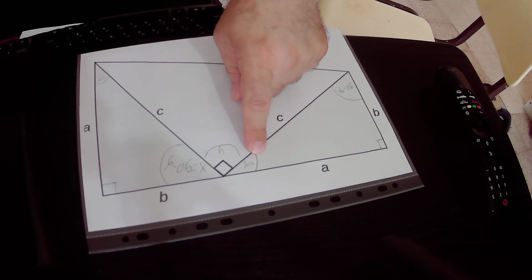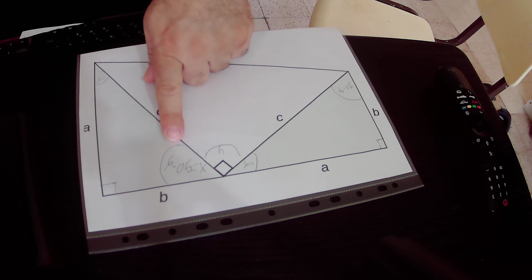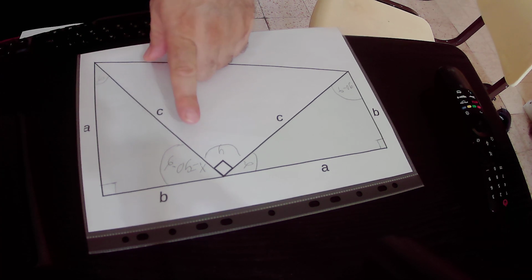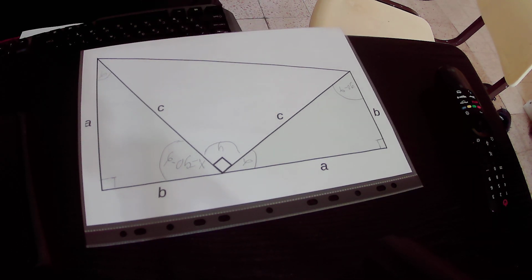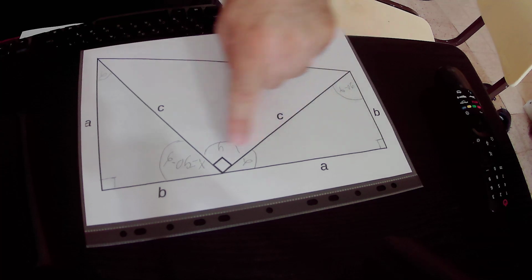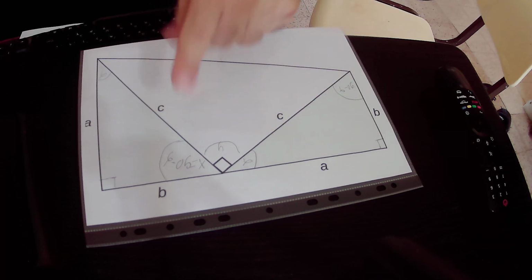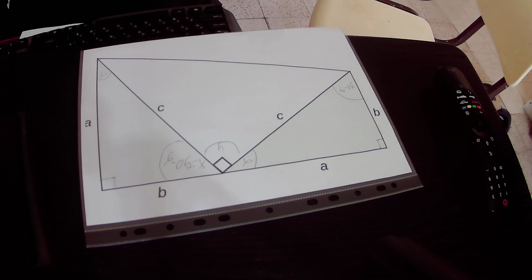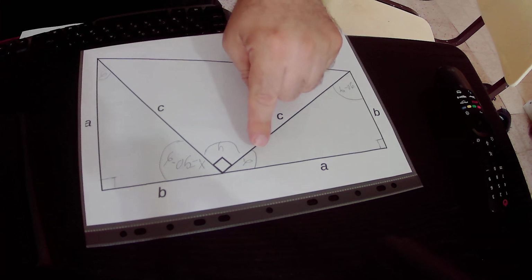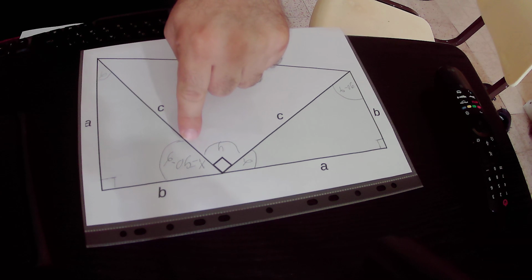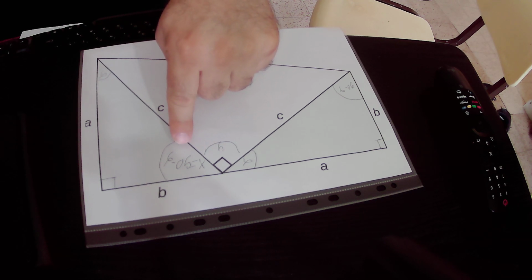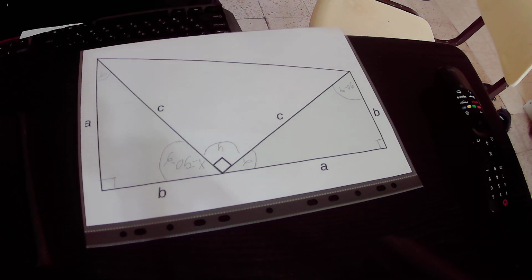This angle is alpha, and this angle is X equals 90 minus alpha. And we know that the sum of the angles in a straight line is 180 degrees. So alpha plus Y plus X, that equals 90 minus alpha, is equal to 180.